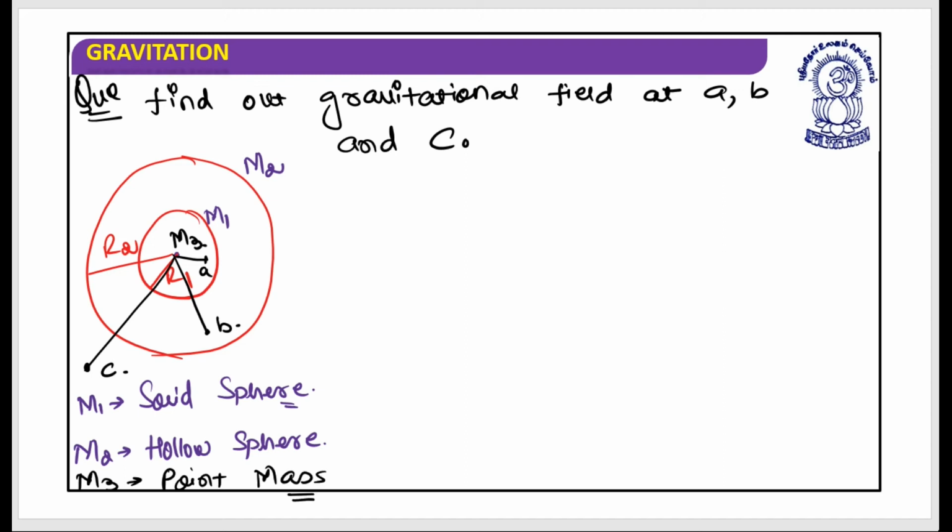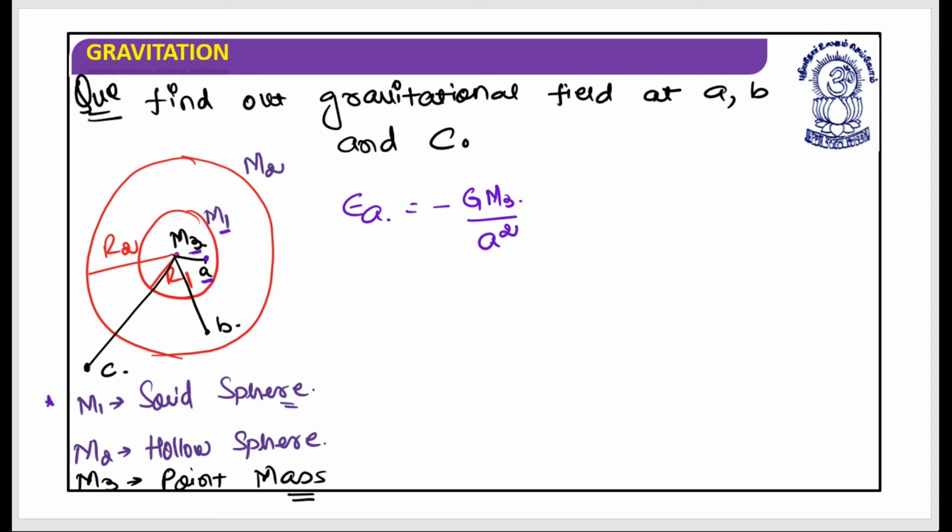So what I'm supposed to do is first take any one of the points. Let's suppose I write the gravitational field at location A. A is the distance from the center. What would be the gravitational field due to this point mass at location A? First I need to consider that. For a point mass it is minus G m3 divided by A square. Great. Now at point A I need to write the gravitational field due to mass m1.